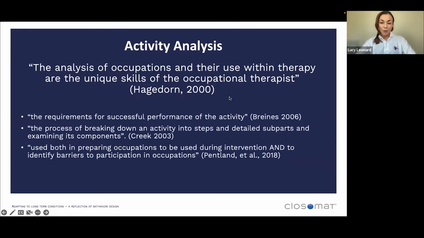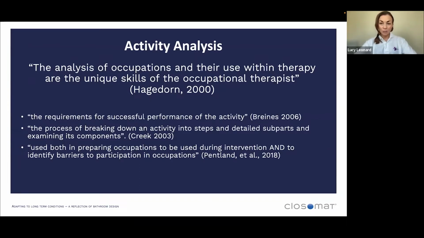And there's a few more quotes about activity analysis here. Activity analysis is the requirements for a successful performance of the activity, the process of breaking down an activity into steps and detailed subparts and examining its components. And it's used both in preparing occupations to be used during intervention and to identify barriers to participation in occupations. And I think in an initial assessment or an ongoing assessment, that's a really important part of the understanding of somebody's ability to engage in occupation. It's looking at those barriers.